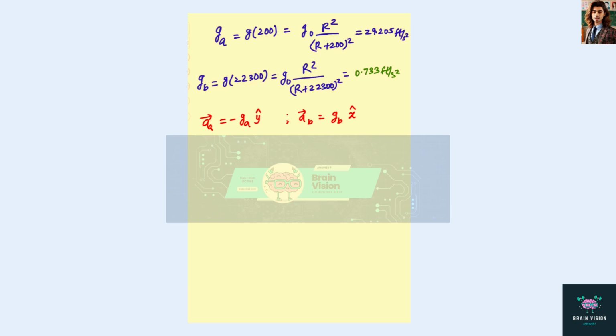Now the relative acceleration of B with respect to A equals acceleration of B minus acceleration of A. Substituting values, acceleration of B is this and acceleration of A is this, and g_B is equal to this value. So after substituting values, we get 0.733 x cap minus 29.205 y cap.